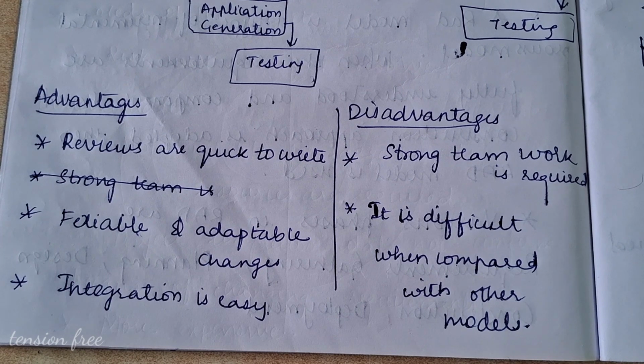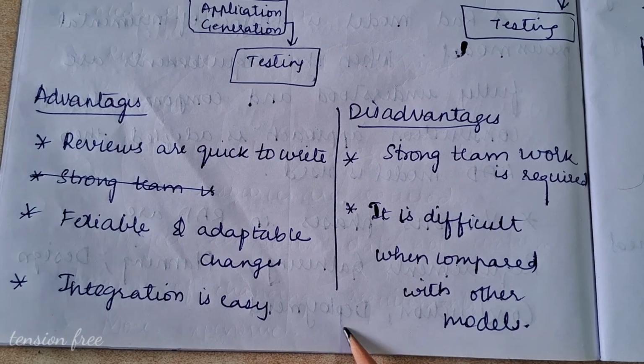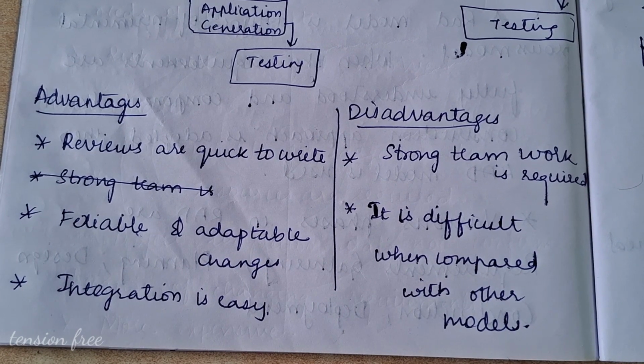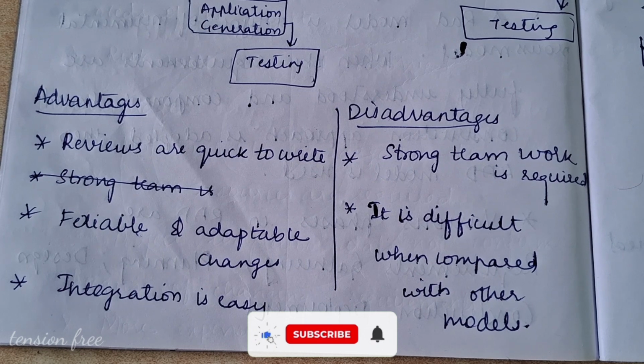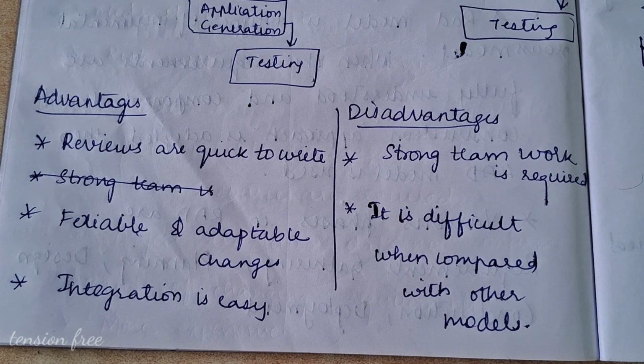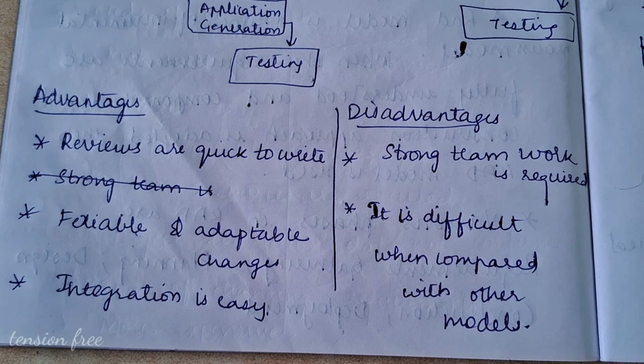In this way we can write about the incremental model. If the question asks you to discuss the incremental model, you need to define both the incremental model and the RAD model. If he asks about the RAD model only, you should write about just this. And if he asks about the prescriptive model, that means the waterfall model, incremental model, and RAD model.